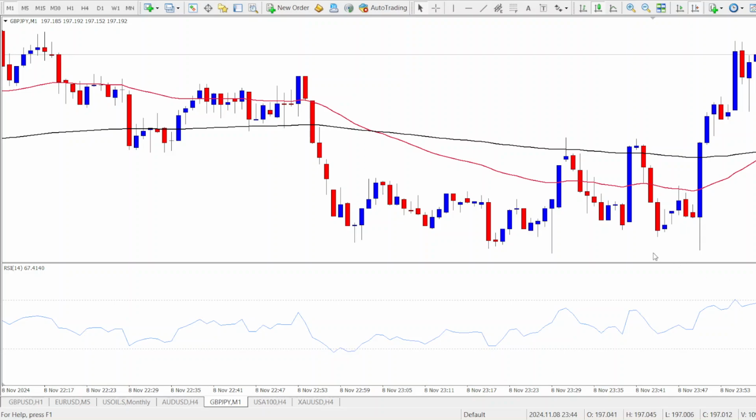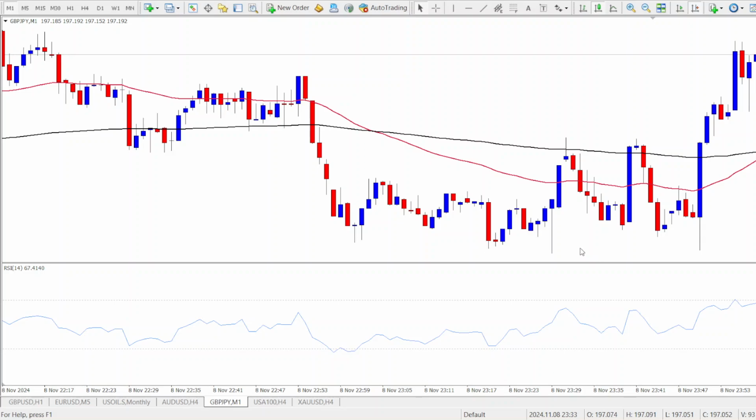So the moving averages help you identify trends quickly, and the RSI can help you spot overbought or oversold conditions on the 1 minute chart. Now let us talk about executing the 1 minute strategy itself: when to enter and exit trades.